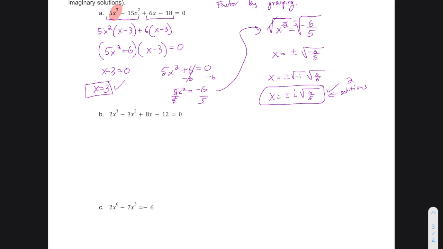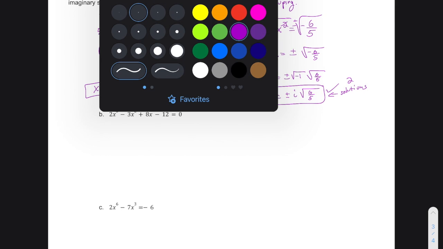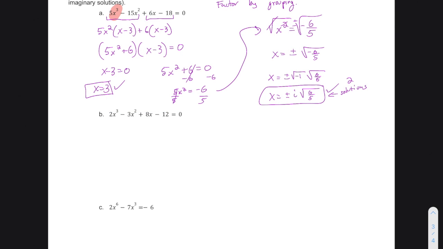Okay, our second problem gives us another opportunity to factor by grouping. So let's change the color here. We see 2x cubed minus 3x squared plus 8x minus 12. If we look at our first two terms, we have 2 and negative 3 as our coefficients, and we have 8 and negative 12. To get from 2 to 8, we multiply by 4. To get from 3 to 12, we multiply by 4. So this is a sign that we may be able to factor by grouping here.